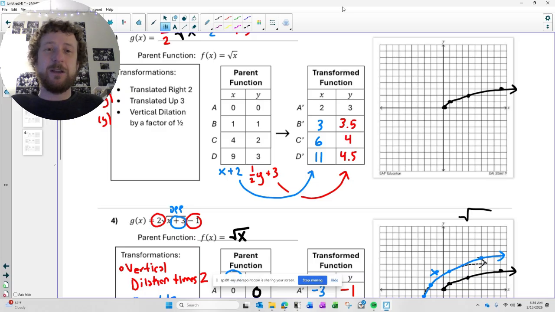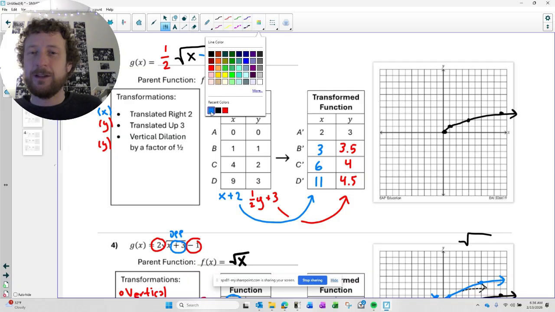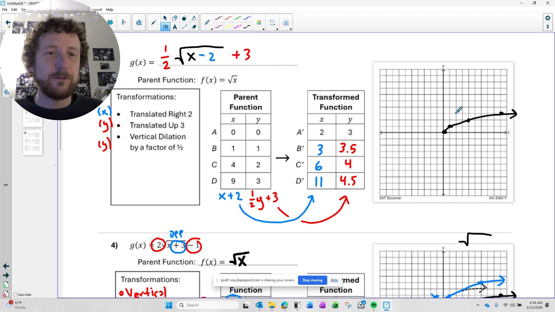Okay, so now I should be able to graph these, and I should see my transformation, and I should not run out of time. So 2, 3, so right 2, up 3, right there. 3, 3.5, right 3, up 3.5. 6, 4. And 11, 4.5. That's going to be a little off the graph.